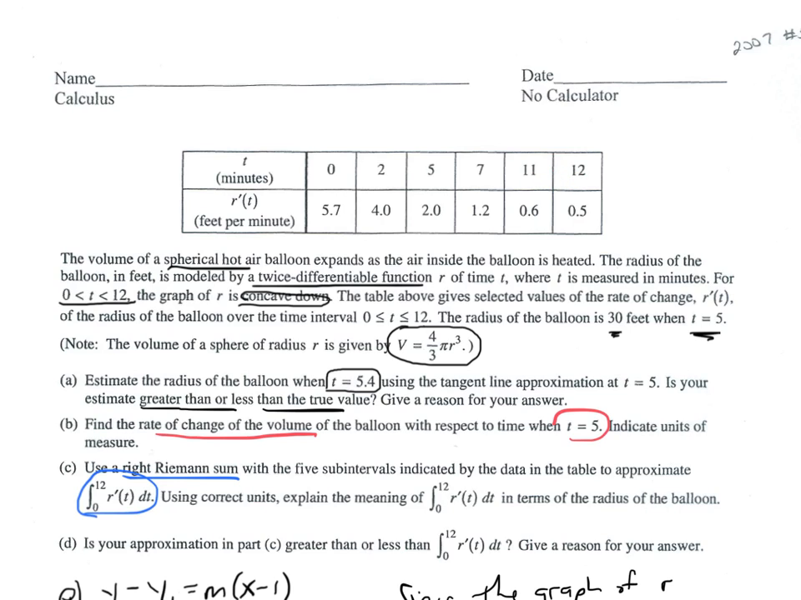And so we're going to do base times height. So we've got 2, 3, then 2, then 4, then 1. But for each of the heights, we're doing the right endpoint. So we're going to do for the first one 2 times 4, then 3 times 2, then 2 times 1.2, 4 times 0.6, and then 1 times 0.5.